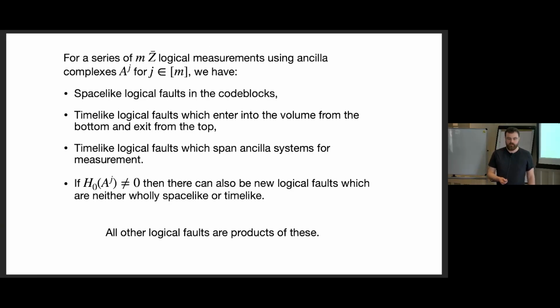Okay. And then lastly, if I didn't have this kind of exactness property of my initial A, if you remember, I don't know, 30 minutes ago, then I can introduce new logical faults, which can be very wacky at times. And maybe if I have time, I can talk about them at the end. But basically, the point of this is that this exactness condition, so like gauging all of the cycles, is vital. And all other logical faults that I get are products of these.